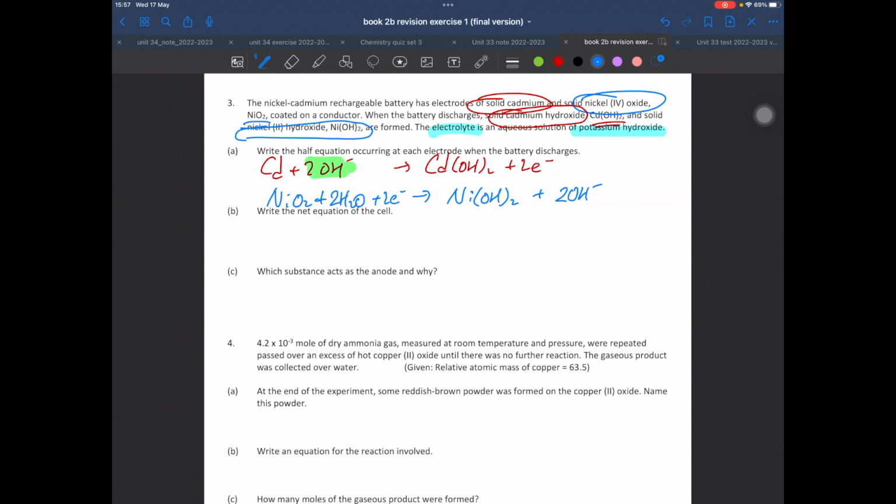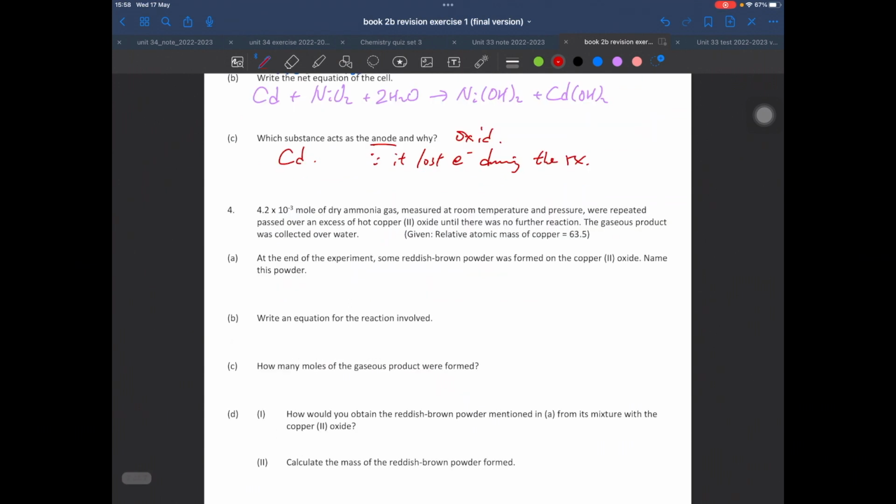And then part B, we combine them together. Here shows. So which one will be added as anode? Of course, Ni(IV) oxide. So the cation will undergo oxidation. Why? Because it lost electrons.